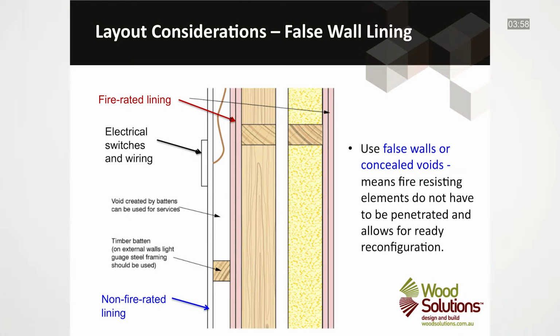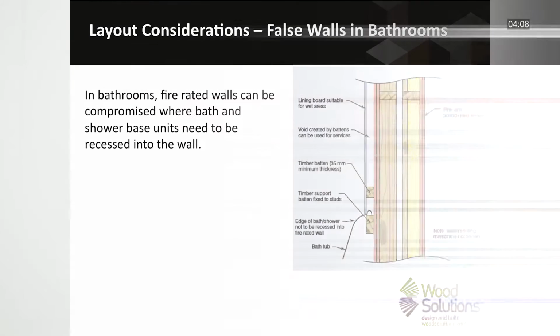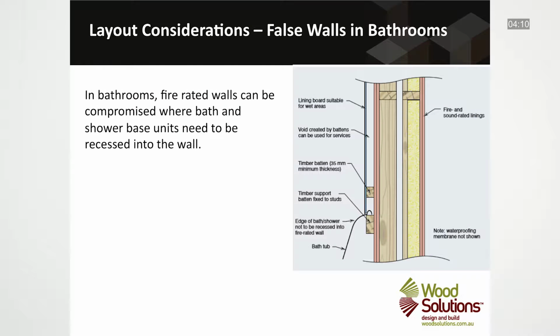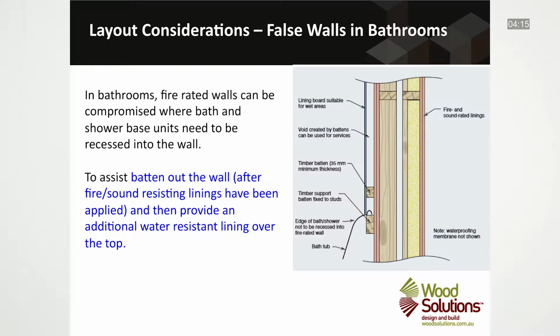Using false walls or concealed voids again means fire-resisting elements do not have to be penetrated and allows for easy future reconfiguration. Battening out walls in wet areas is also a recommended approach. In wet area construction, fire-rated walls can be compromised where bath and shower base units need to be recessed into the wall. A good approach here is to batten out the wall using 35mm battens and insulation if necessary, after the fire-resisting linings have been applied, and then providing additional water-resistant linings over the top. The bath can then be installed into the batten space without affecting the fire and sound-rated wall.